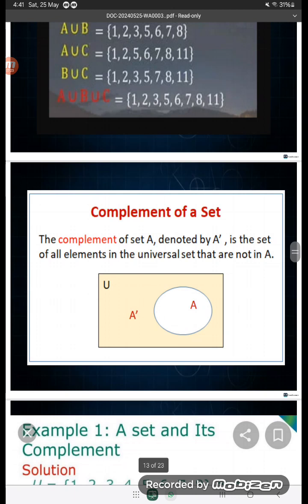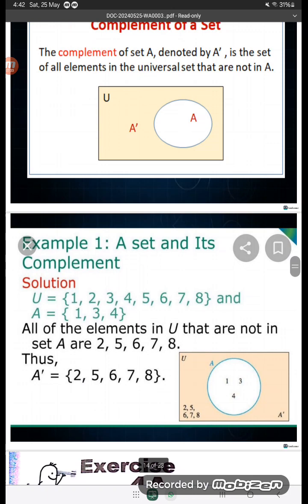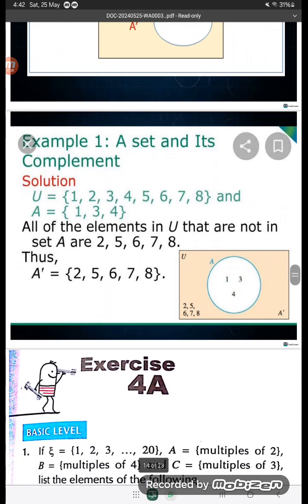Complement of a set. If we want to find the complement of A, we subtract set A from the universal set. The universal set is 1, 2, 3, 4, 5, 6, 7 and 8, and A is equal to 1, 3 and 4. We want to find the complement.